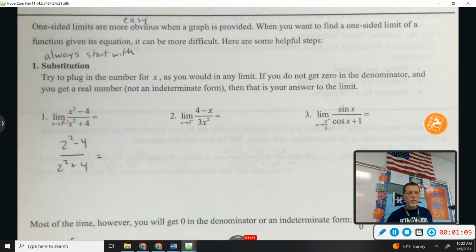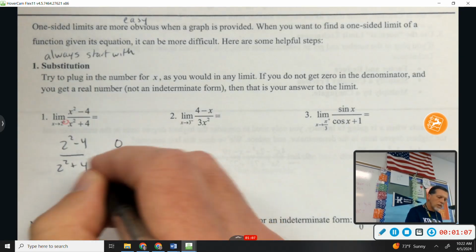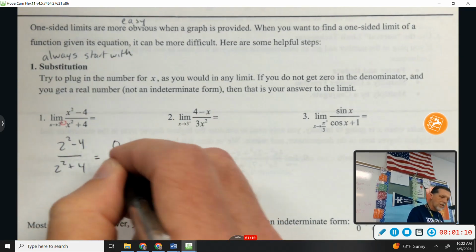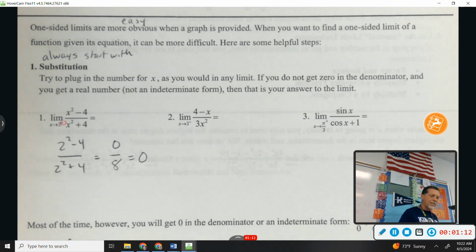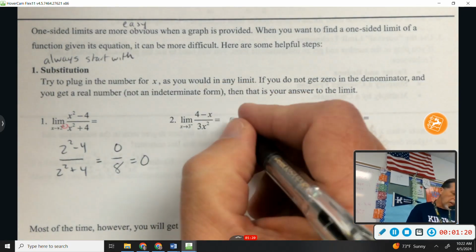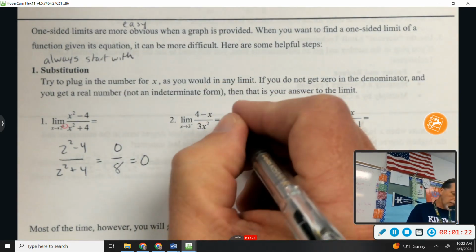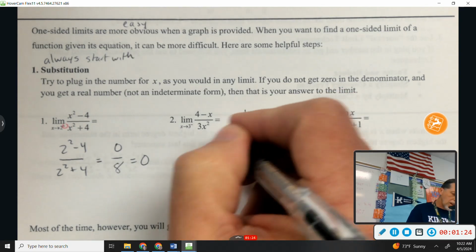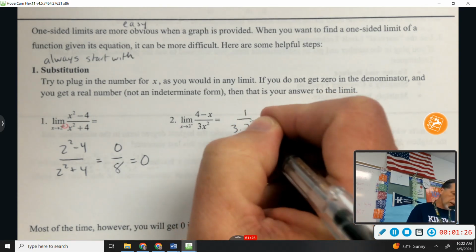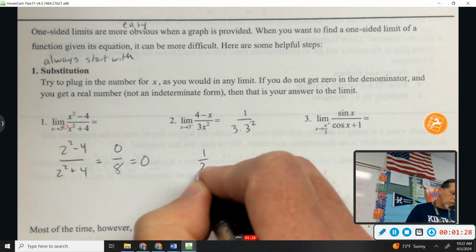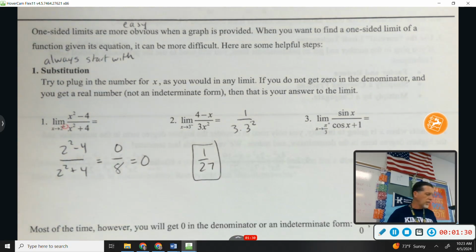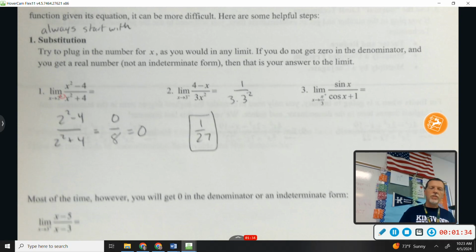So 2 squared minus 4 is 0. 2 squared plus 4 is 8. 0 over 8, that's 0. There's nothing crazy about that one. We like those. I plug in 3 on the next one. 4 minus 3 is 1. 3 times 3 squared is 27, so 1 over 27. Again, there's nothing magic, difficult, or hard about that.